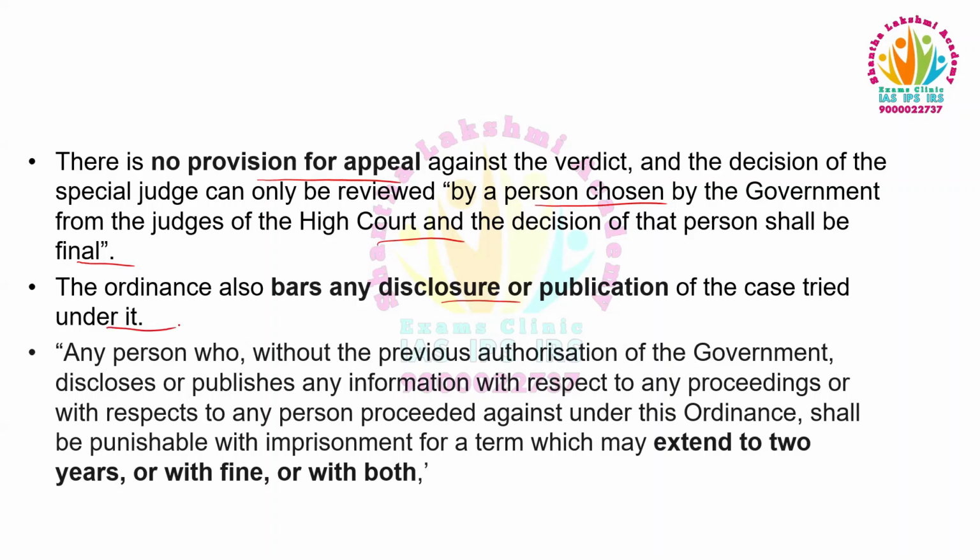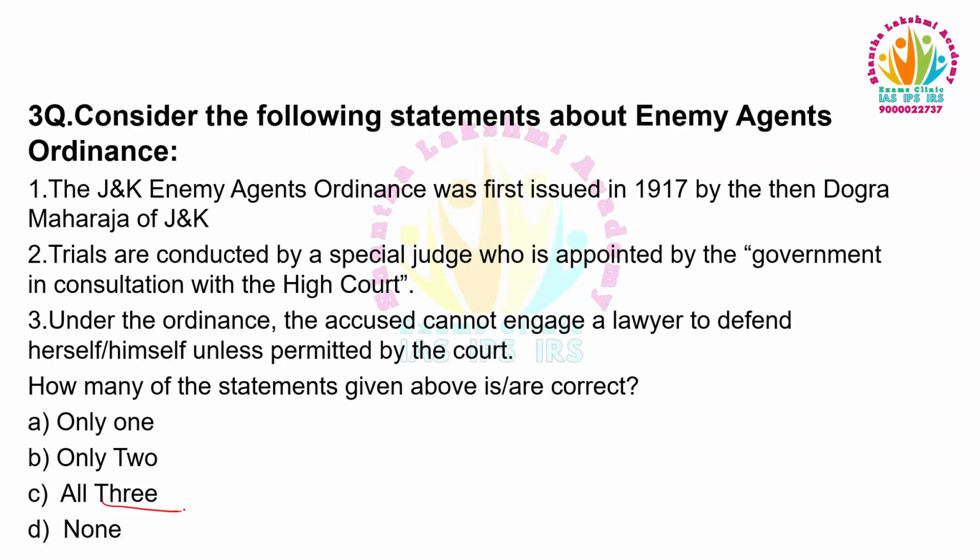Any person who, without the previous authorization of the government, discloses or publishes any information with respect to any proceedings or with respect to any person proceeded against under this ordinance shall be punishable with imprisonment for a term which may extend to 2 years or with fine or with both. So the answer is all three are correct. Moving to the next question.